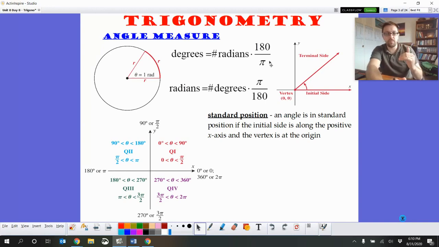We use 180 over pi and pi over 180. It's kind of the simplest way that we can talk about it. You could also use 360 degrees and 2 pi or any other combination of radian measure and degree measure, but it's up to you which you want to use. Standard position, we've got our initial side. We're always starting on the positive part of our x-axis, and then we move counterclockwise around our circle for positive angles, and then clockwise for negative angles.